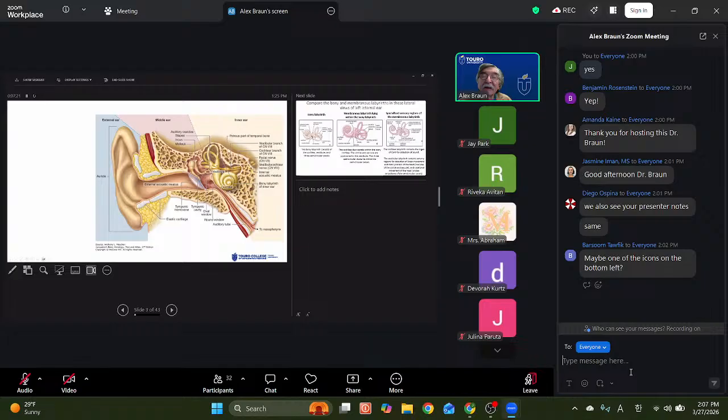The tympanic cavity in which the ossicles are located is filled with air at atmospheric pressure. The reason why it's filled with air at atmospheric pressure is that it's linked to the nasopharynx via the auditory canal, here also called the eustachian tube.